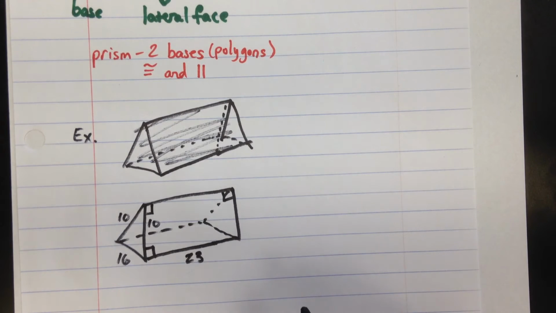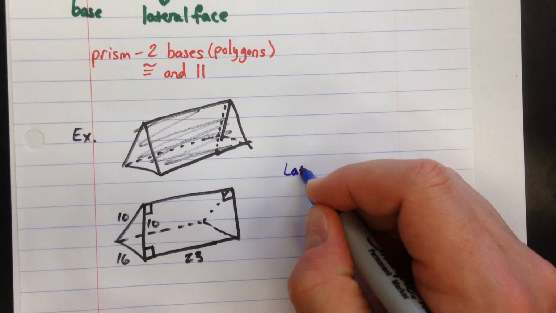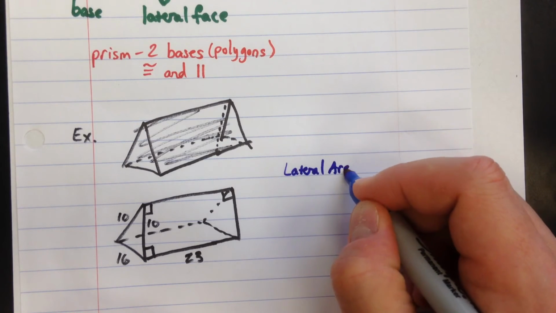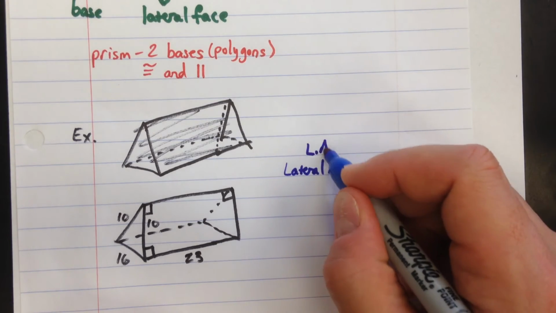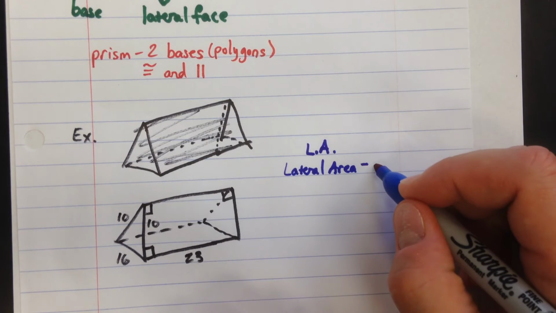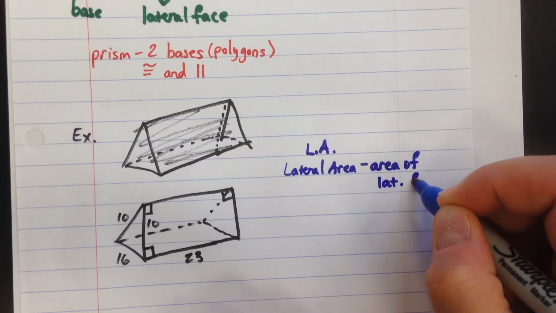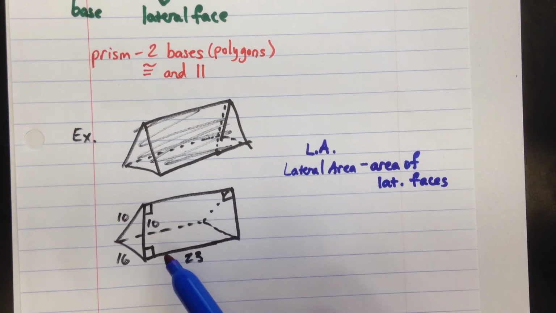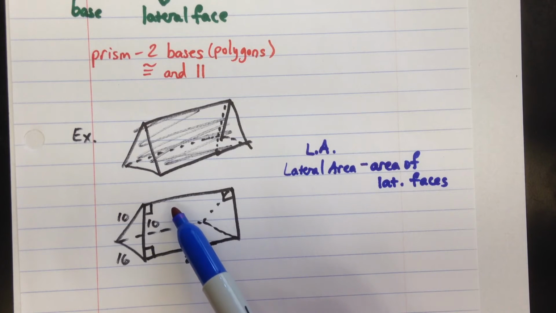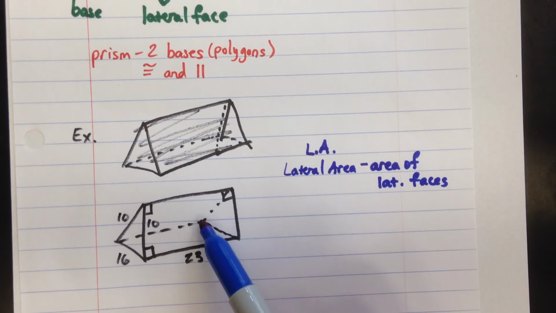Okay, like that. Three things that we can try to find when we're looking at a prism. First one is called lateral area, and that is the area, we abbreviate that LA. That's the area of the lateral faces, and I'll abbreviate lat. faces. In other words, that's the rectangles. Okay? You'd have three of them in this picture. You'd have the front, you'd have this back portion, and then you would have the bottom.